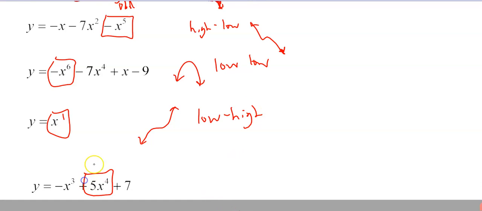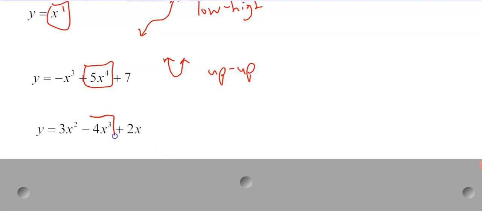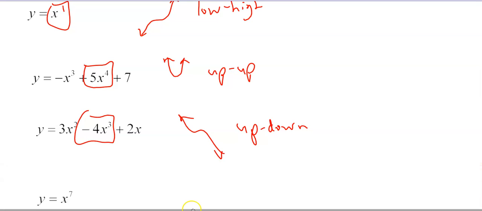This one, this is the largest degree term. It's even and positive. So up, up, or high, high. This one is odd and negative, so like that. So this can be up, down. And this one is odd and positive, so it's going to be down, up, the opposite of that last one.